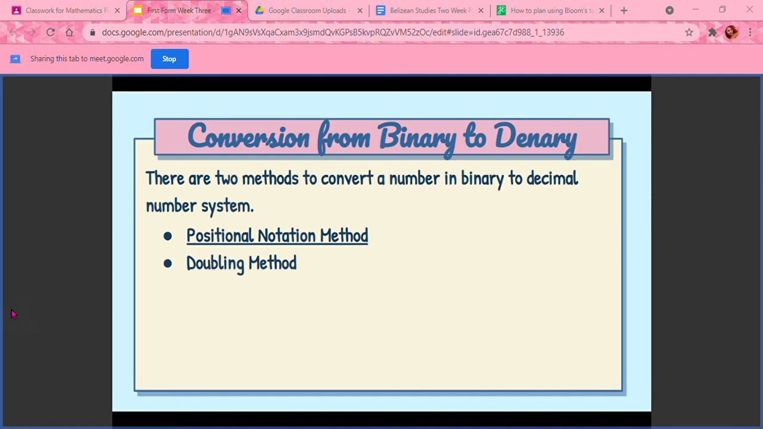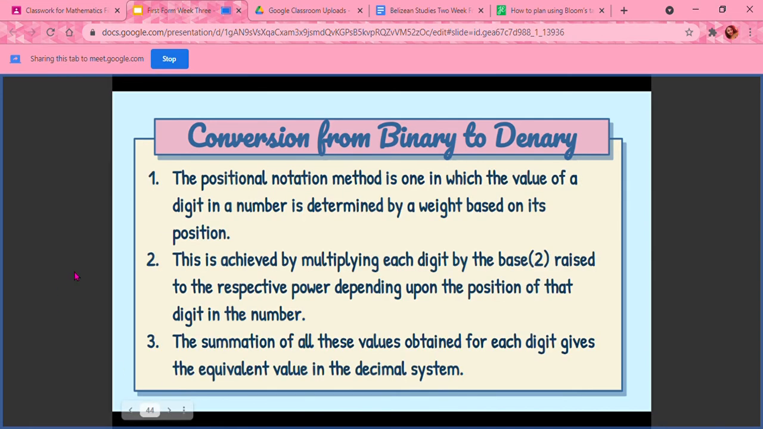The other method, before I move on, is the doubling method, but we are not going to look at it. It is faster, but it's a little bit more complicated and you need to do a lot of mental math. So we're only going to be looking at the positional method because I don't want to confuse you guys either.